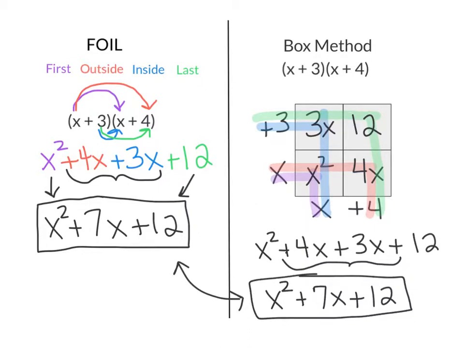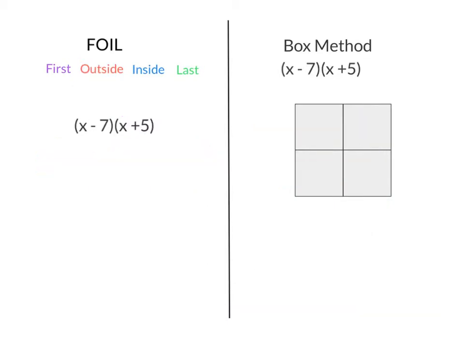So let's go through another example. All right, again, we have the same problem on the left and the right side of the screen. We're going to demonstrate FOIL on the left and then the box method on the right. So looking at FOIL, let's start with first, which is the first value in each set of parentheses. So I have x times x, which is x squared. The next thing I'm going to do are the outside values. So x times 5, which is a positive 5x, so plus 5x.